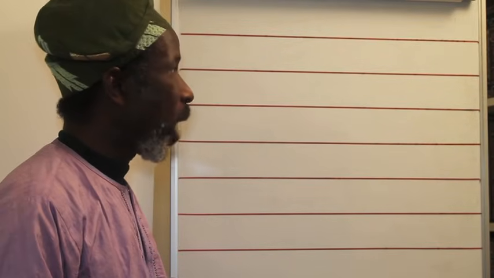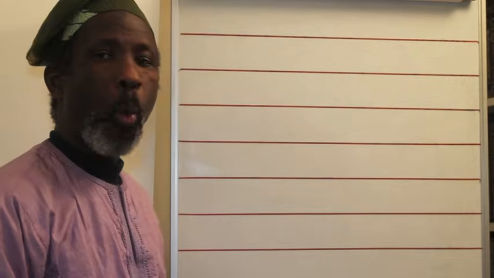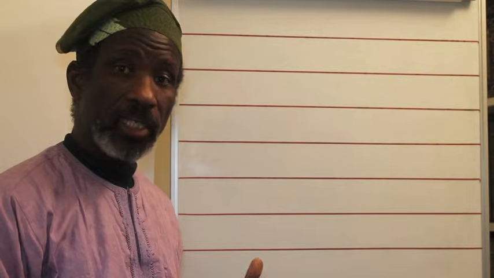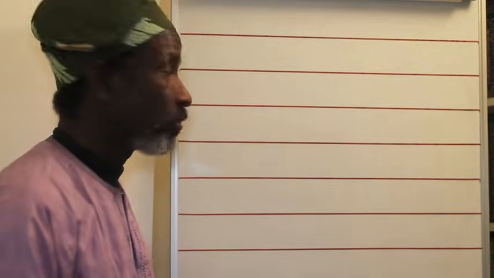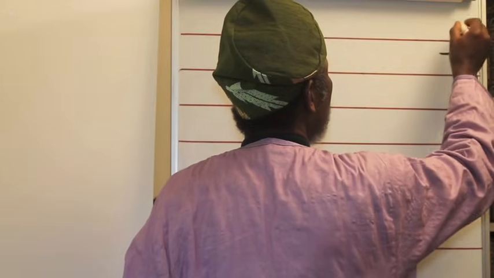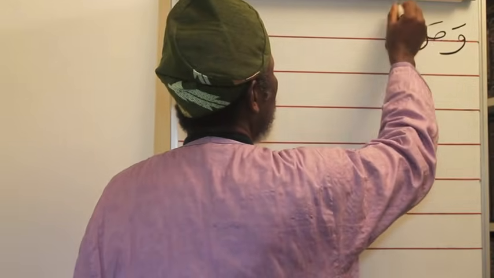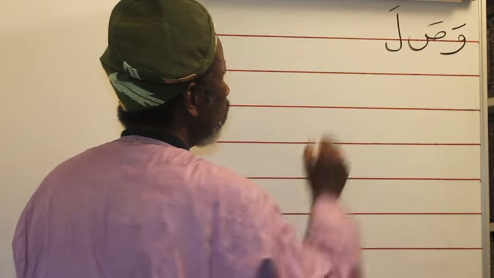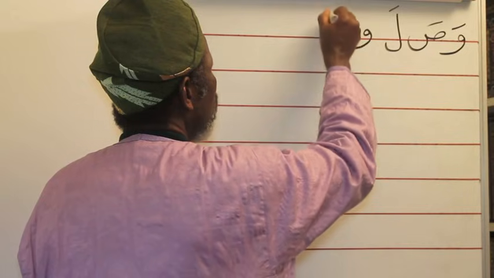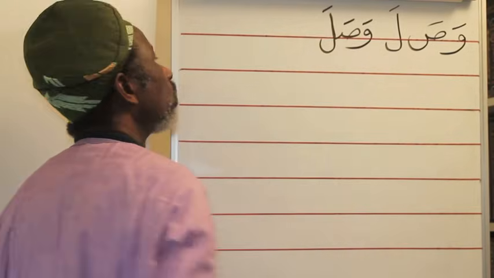Page 41. We deal with letter waw. Remember, waw is part of the naughty letters, cannot be extended to the left. Wasala. Wa, sa, la. Wasala. Joint format. Wa, sa, la. Wasala.